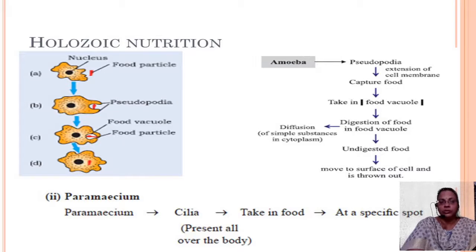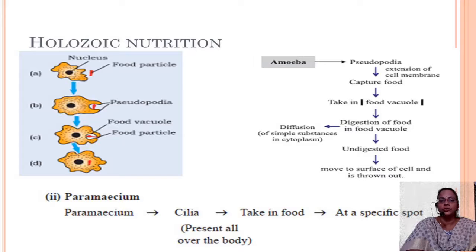It will be converted into a food vacuole, and then it will enter into the cytoplasm, and within the food vacuole the digestive juices will be present that will break the food particles into simple soluble absorbable form. The needed nutrients will be absorbed back into the cytoplasm, and unwanted digestive material will be passed through the body surface.